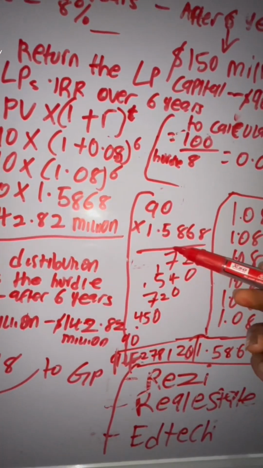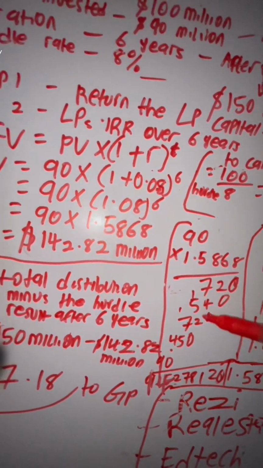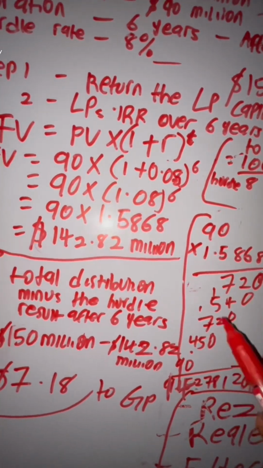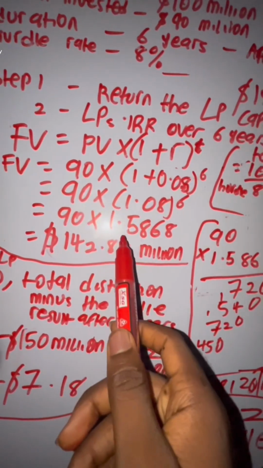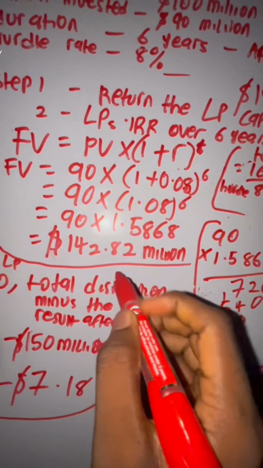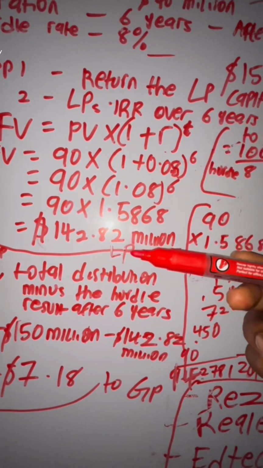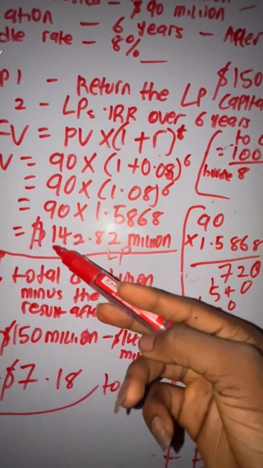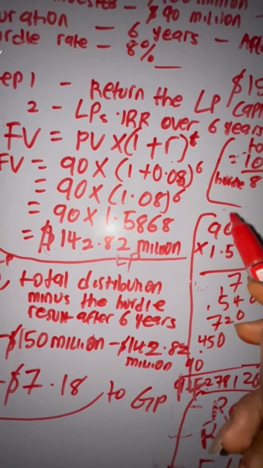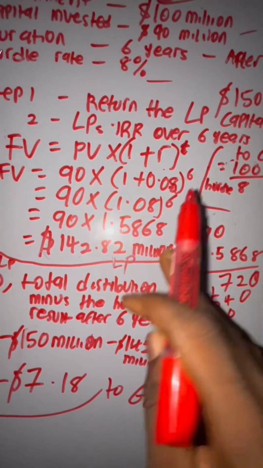So I did it here. I had a bit of trouble, so I used a calculator. I think I got it up to this point, then I missed it. But I used a calculator. So this is it: 142.82 million, which is what the LP is getting. So the LP, which is the limited partners that invested 90 million, that's what they are getting.